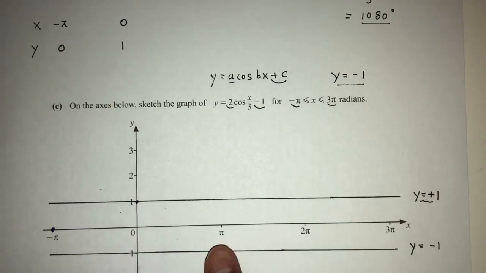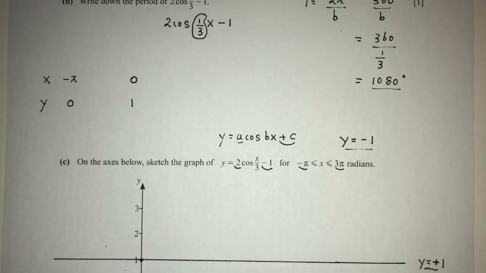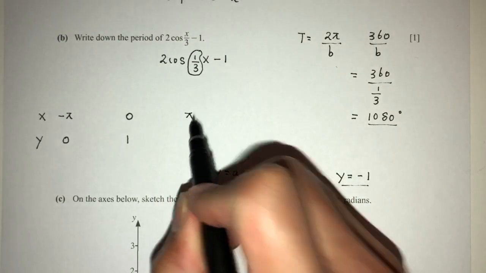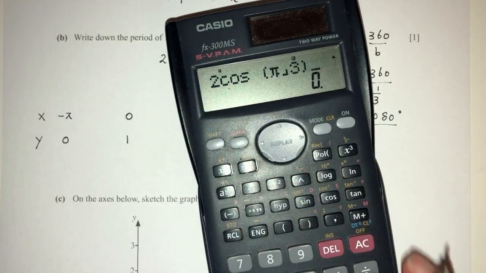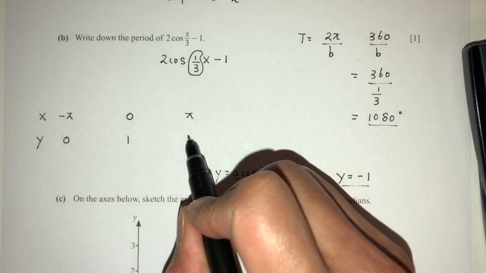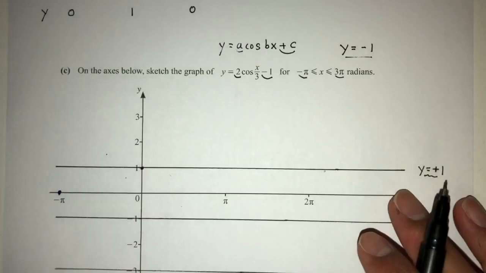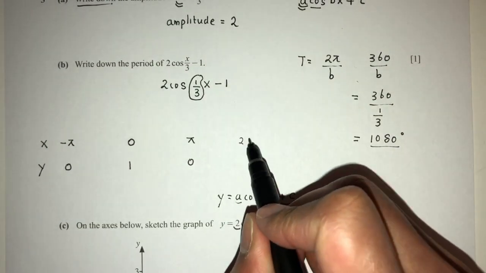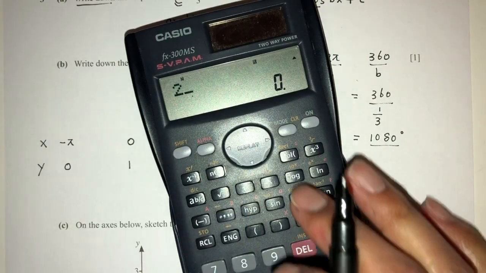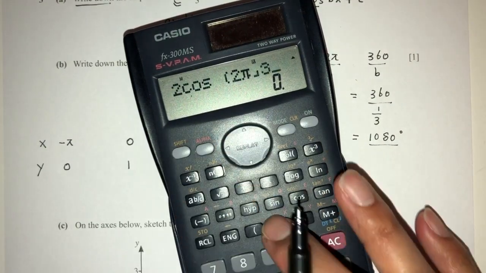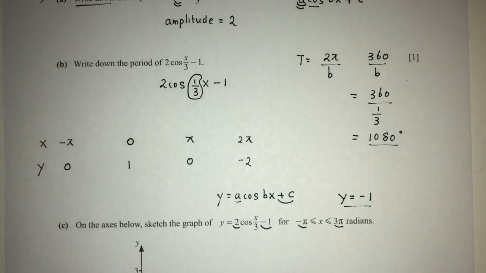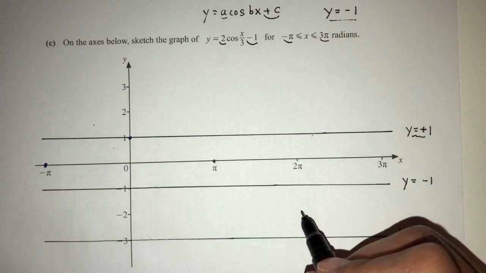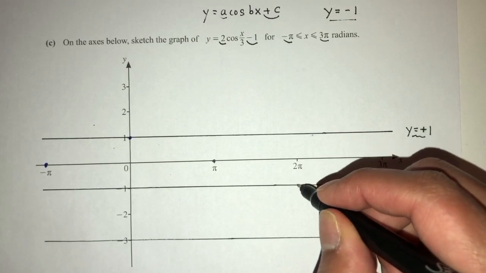And next value here we have pi. So let's use pi. So we have 2 cos of pi over 3 minus 1. That will be 0 again. Okay, so pi will be 0. Next one will be 2 pi. So 2 cos of 2 pi over 3 minus 1. That will be minus 2. Good. And so 2 pi will be minus 2. So let's make a mark right here.